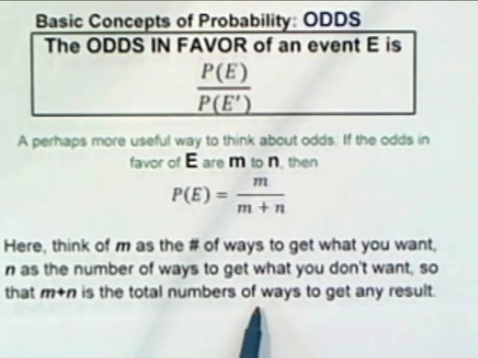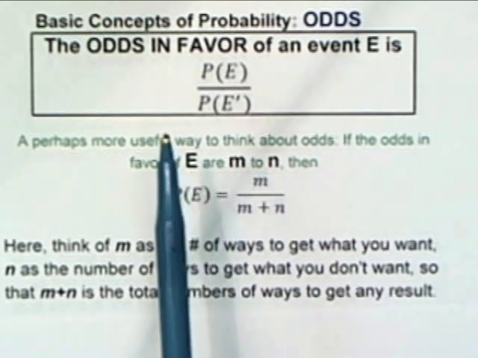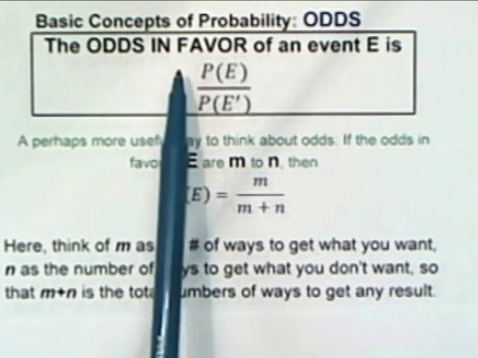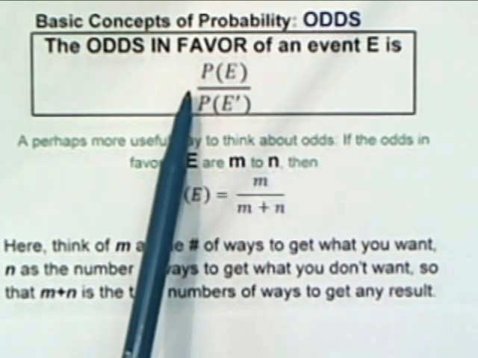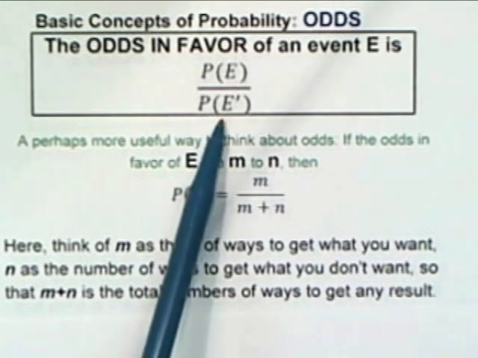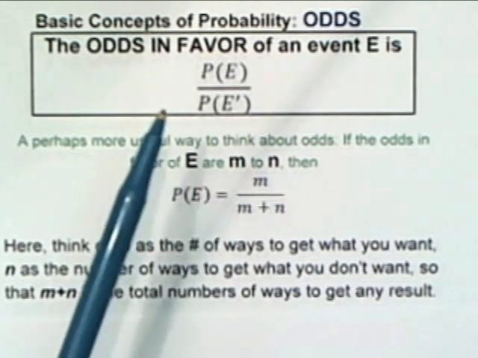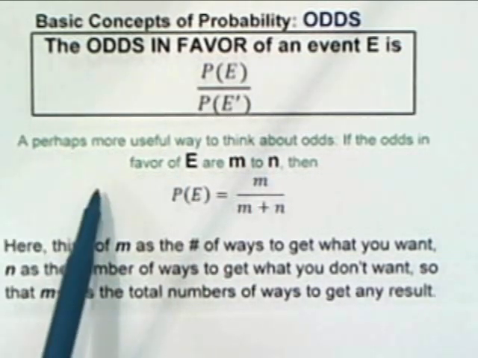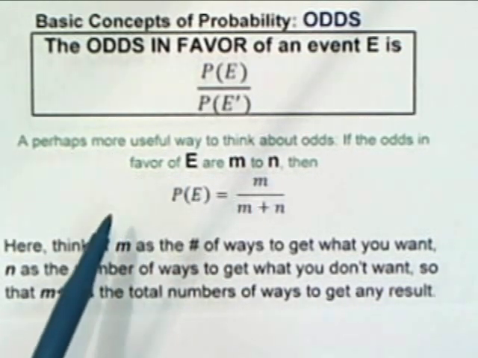I want to briefly talk about the concept of odds. By definition, the odds in favor of an event E is given by the probability that E occurs divided by the probability that E does not occur. But I find that a more useful way to think about it is this.